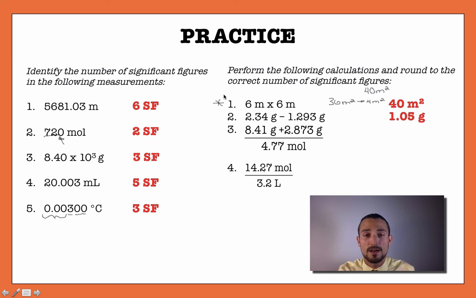Now I'm going to go through the next two. We see that our least accurate place of measure in the subtraction is the hundredths place, so our answer needs to be rounded to that.